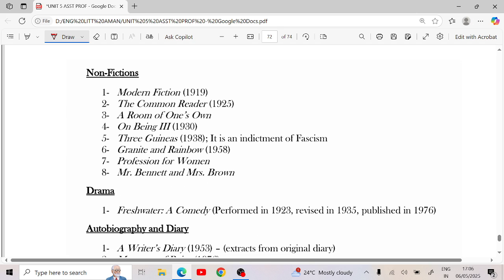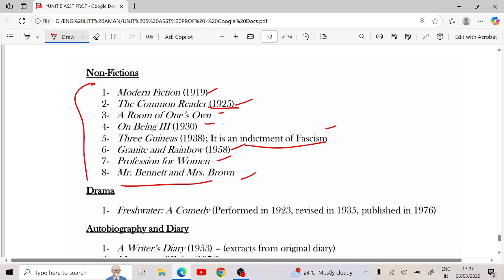Now let's come to the non-fiction. She also produced some non-fiction, so here is the list of eight important ones. The first one is Modern Fiction, published in 1919. Then The Common Reader, published in 1925, a very important date. A Room of One's Own, On Being Ill, Three Guineas, 1938, an indictment of fascism. Professions for Women. Then Granite and Rainbow, published in 1958.